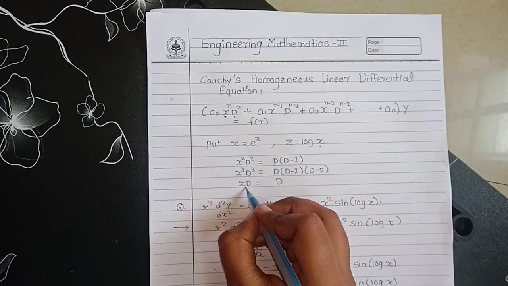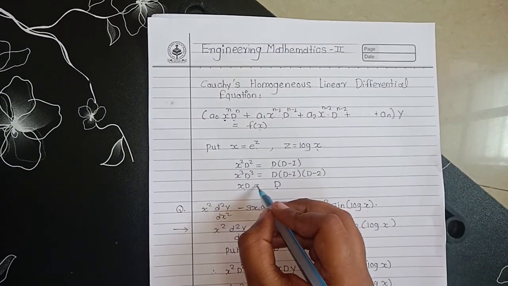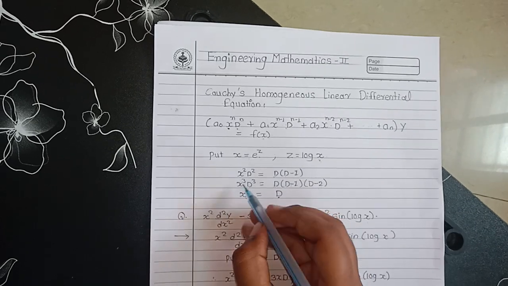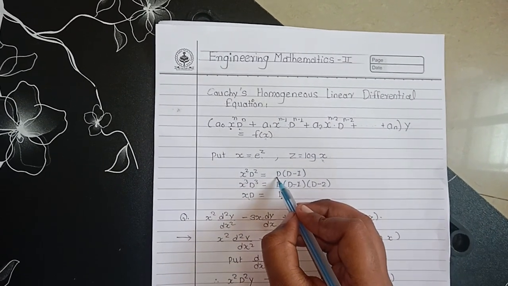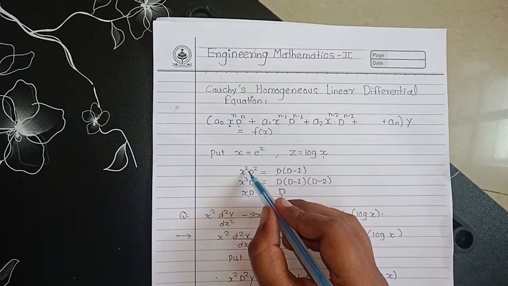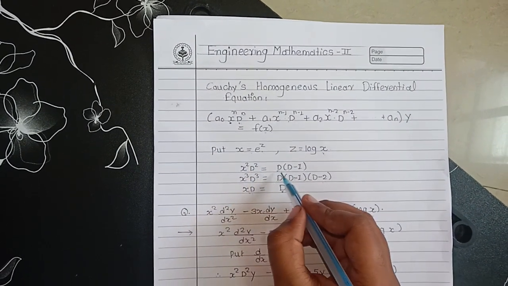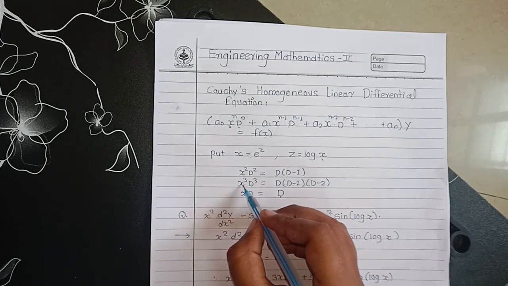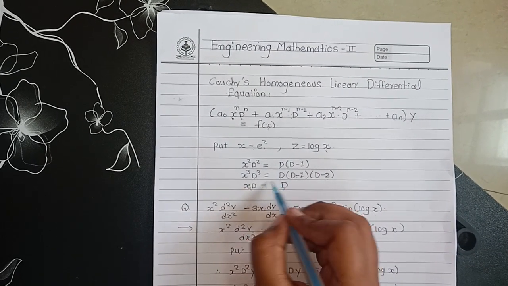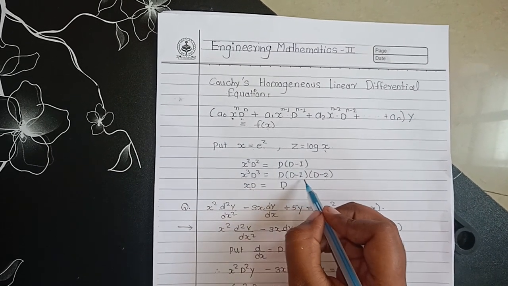If x into D term comes in our equation, then we can substitute it as D. If x square into D square comes in your equation, then we can substitute D into D minus 1. As the power of x and D is 2, we take two factors, that is D and D minus 1. Here x cube into D cube is substituted as D into D minus 1 into D minus 2.